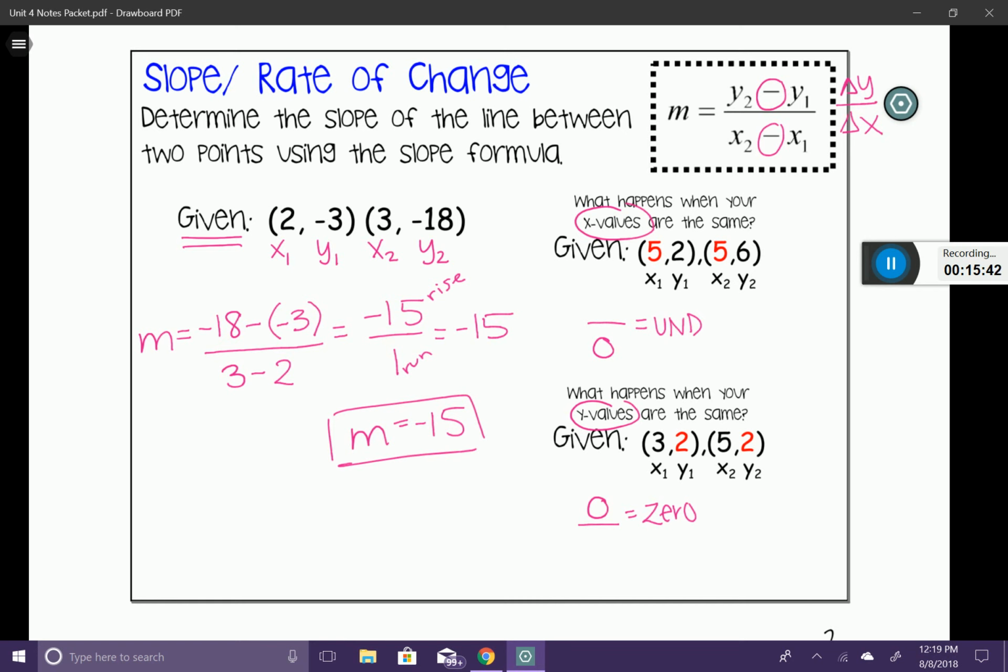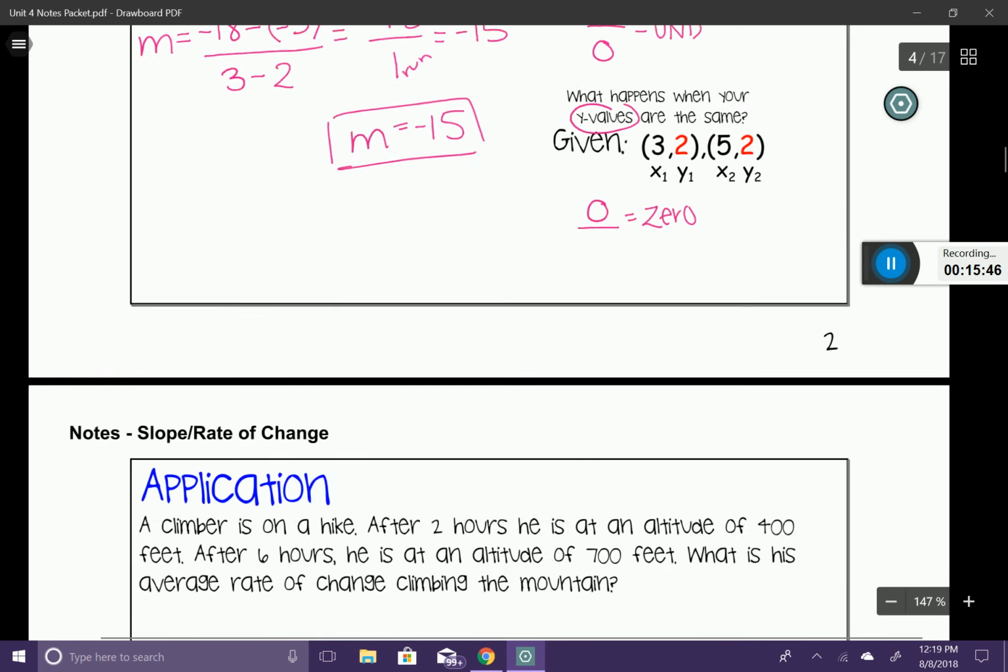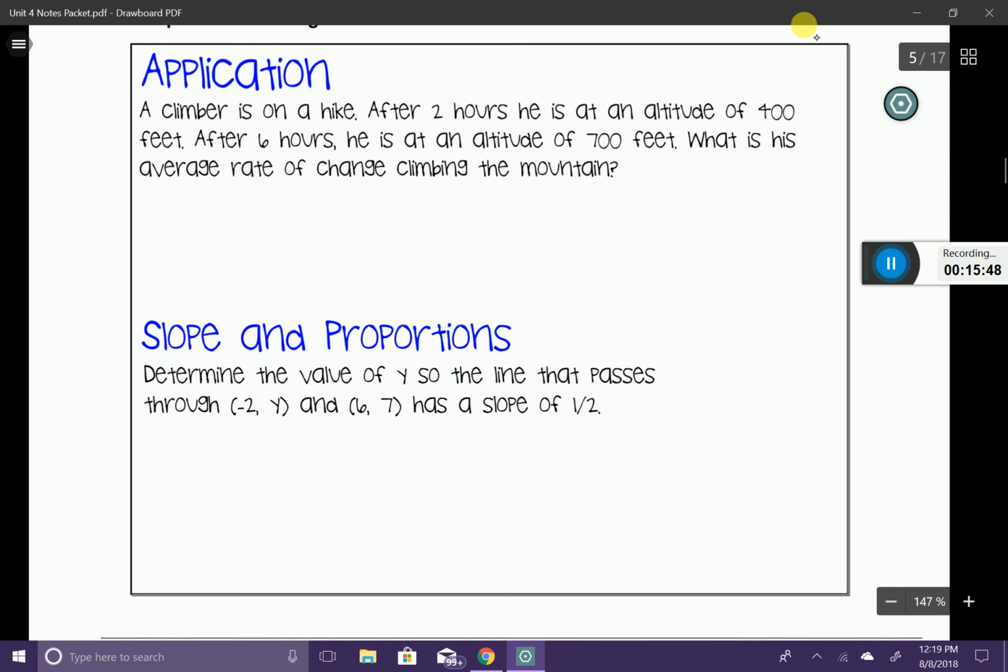Okay, so that's how you solve a slope or rate of change using 2 points. Now let's do some application. All right, this first question says, a climber is on a hike, and after 2 hours, he is at an altitude of 400 feet. After 6 hours, he's at an altitude of 700 feet. What is his average rate of change climbing the mountain?